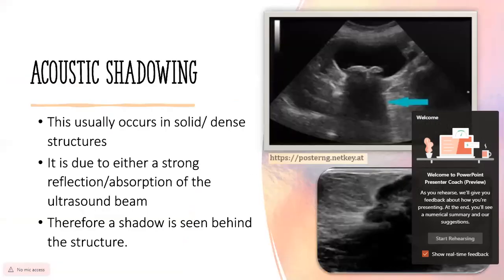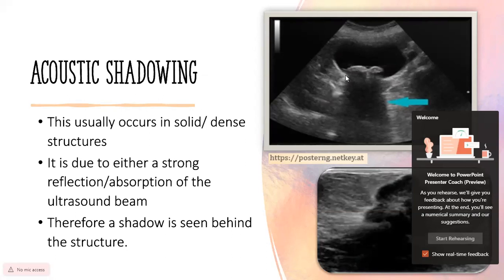Okay, our next one is acoustic shadowing, and this usually occurs in a very solid or dense structure. This is due to either a strong reflection of the beam, so most of the beam is reflected back to the transducer, therefore we see nothing posterior to the structure. Or it can be due to strong absorption of the ultrasound beam, and therefore we still don't see anything posterior to the structure.